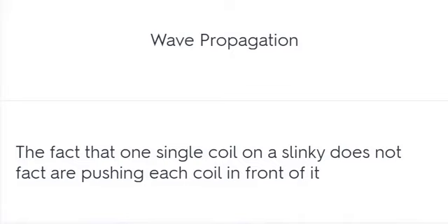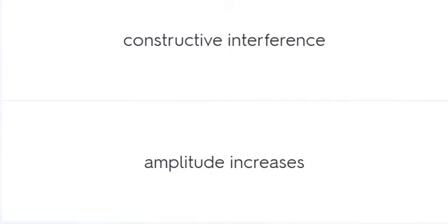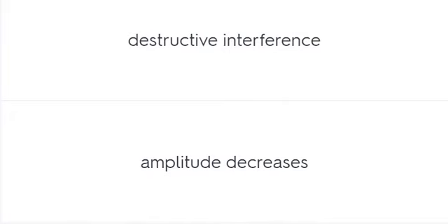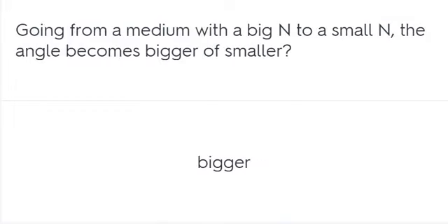Wave propagation. One single coil on a slinky pushes each coil in front of it. Constructive interference. Amplitude increases. Destructive interference. Amplitude decreases. Going from a medium with a big n to a small n, the angle becomes bigger.